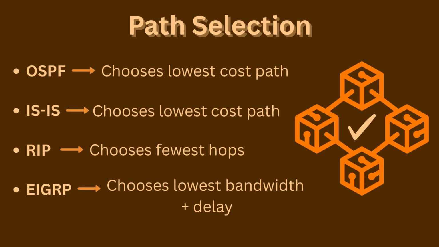How is the path selected in dynamic routing? OSPF and IS-IS both are link state protocols that select the path with the lowest cost. RIP, a distance vector protocol that chooses the path with the fewest hops to the destination. EIGRP, a hybrid protocol that uses a composite metric based on bandwidth and delay, making its decisions more accurate than RIP.